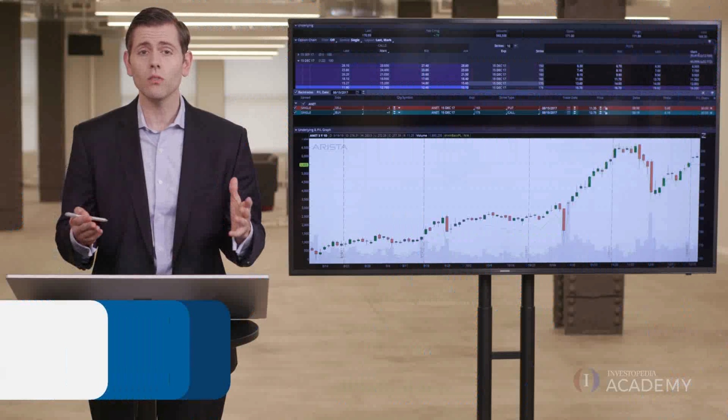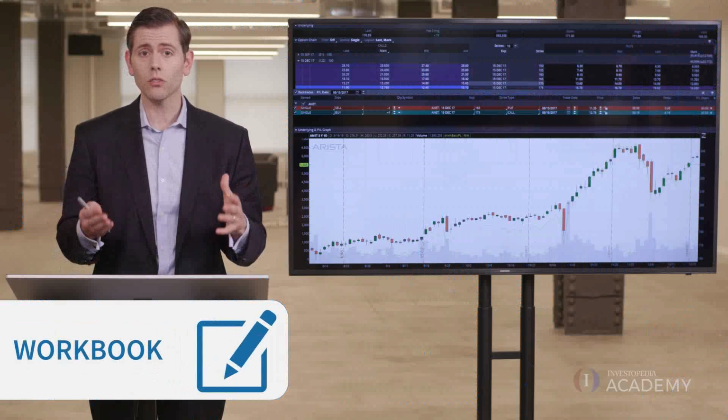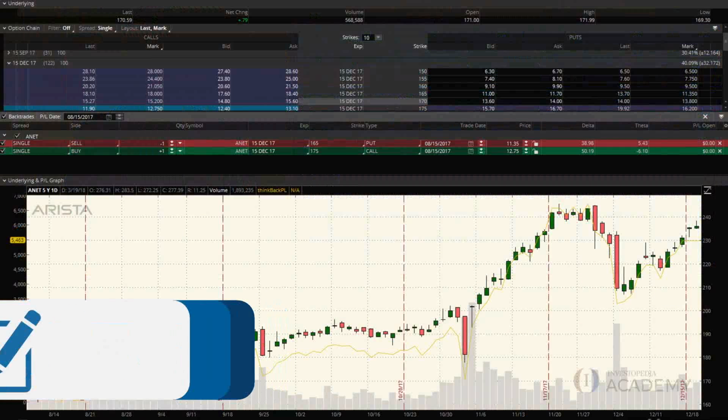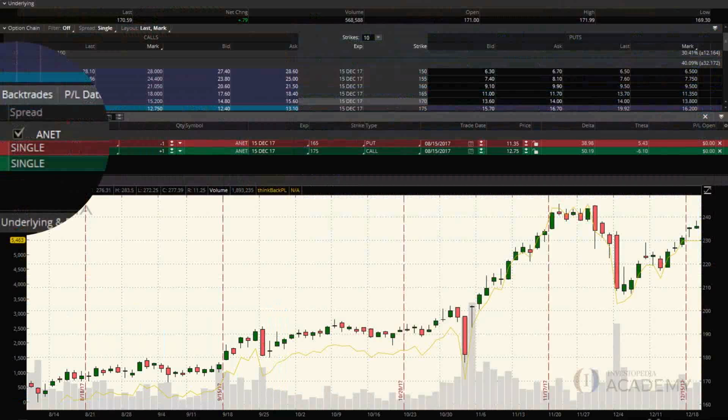So go ahead and follow along in your workbook as we work through an example of a long risk reversal. In this example, we're going to use a stock, Arista Networks. This is actually a company that I've been very bullish on over the past year. My research firm has really put out a lot of good bullish content on it. And so this setup actually makes a lot of sense.